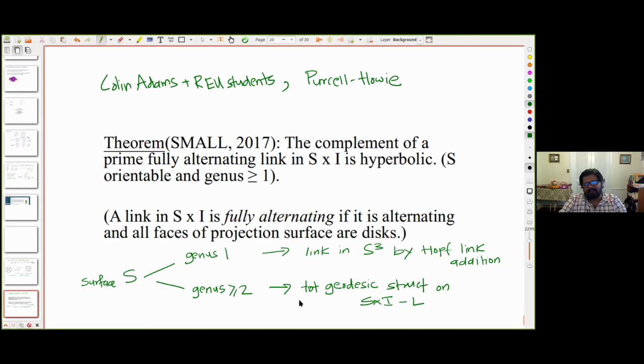As I said, these are papers by Colin Adams, Purcell, Howie. And I should also mention there are papers by myself, Kaufman, and Purcell. And here we actually did the genus one case. A lot of work on the genus one case. So links in thickened torus, we call them biperiodic links. We did a lot on the genus one case, and then that was generalized by Colin and Jessica and so on to do this more general thing. So really a lot of nice geometry of virtual links.